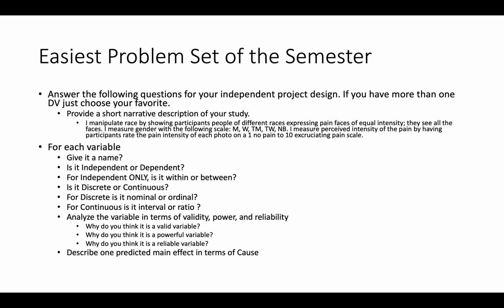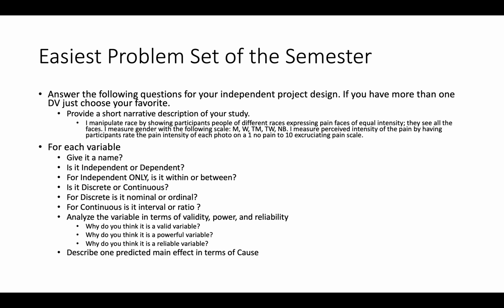It's just different categories. For continuous, is it interval or ratio? My continuous variable is pain intensity. There's no true 0, so that is interval. And then I have to really analyze the variable in terms of, this is the hard part of the lecture, validity, power, and reliability. And then I want you to describe one predicted main effect in terms of cause.